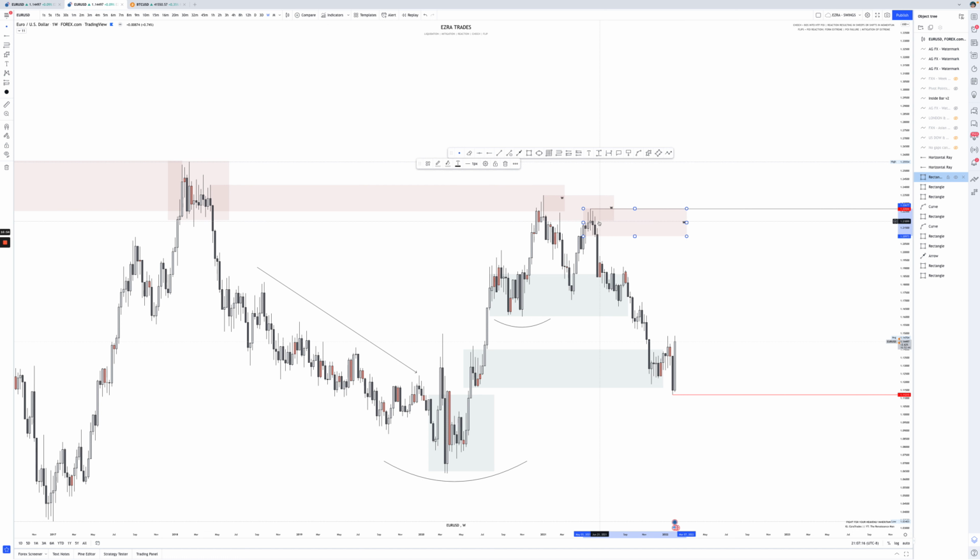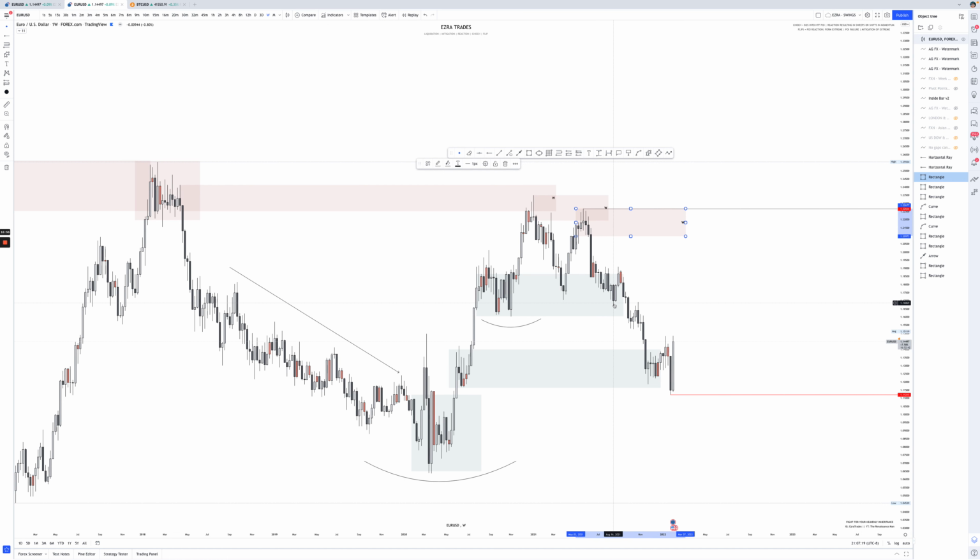So for me, this one's valid. But then what do we also get? We're still technically, just this reaction doesn't mean that that's the only reaction of demand. We can actually get multiple reactions. In fact, we get a much deeper mitigation, probably comes into the extreme of the demand leg.